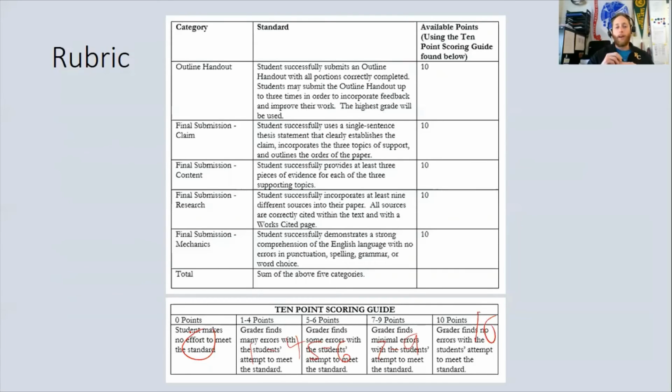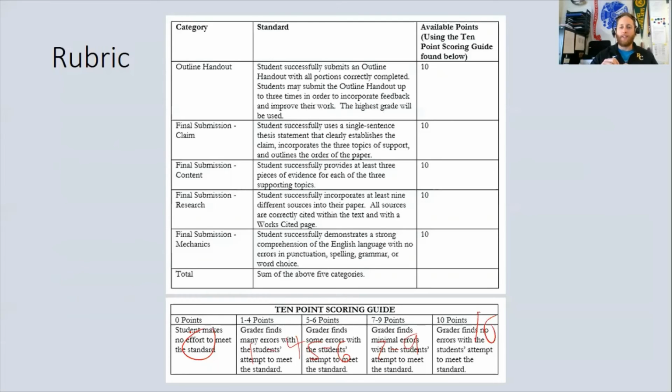So the way the rubric is broken down, it's out of 50 points, 5 categories of 10 points each. The first one is the outline handout. All the portions need to be correctly completed, and you can submit it to me.